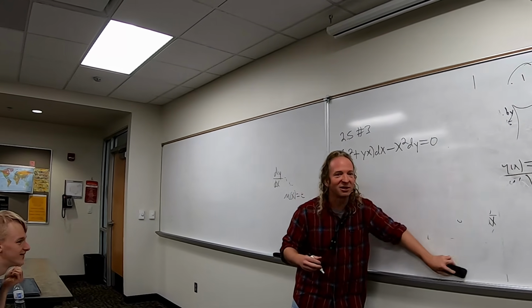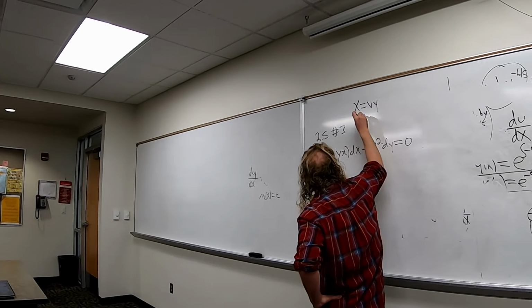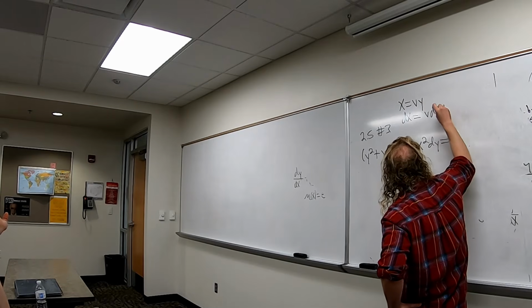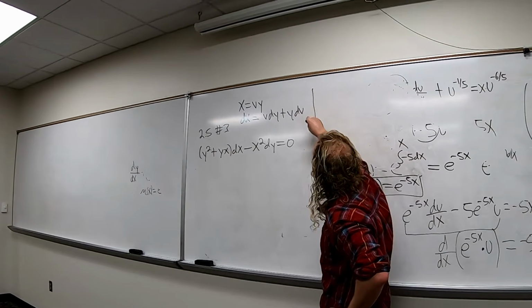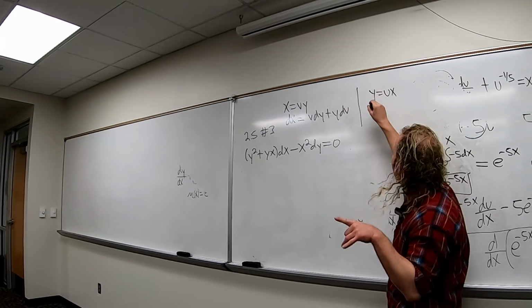So there's two choices. You can do x equals vy, in which case dx equals v dy plus y dv, or you can do y equals ux. I'm having to dig deep here.